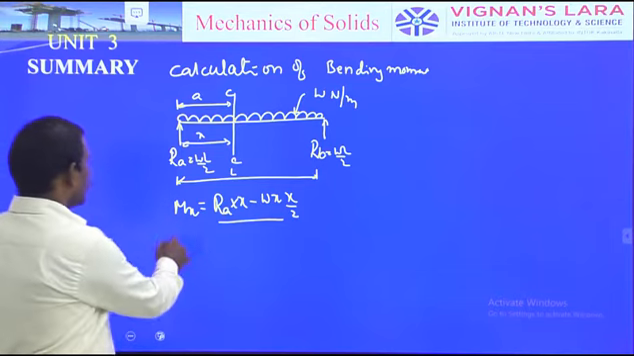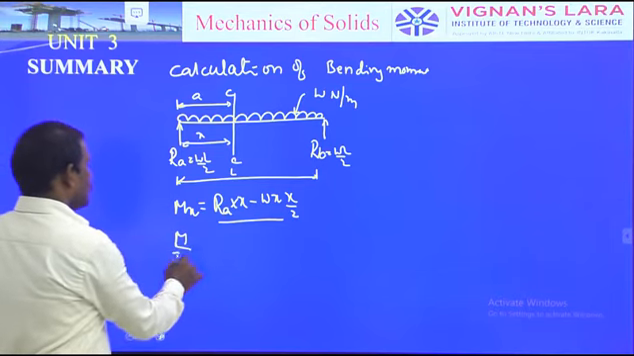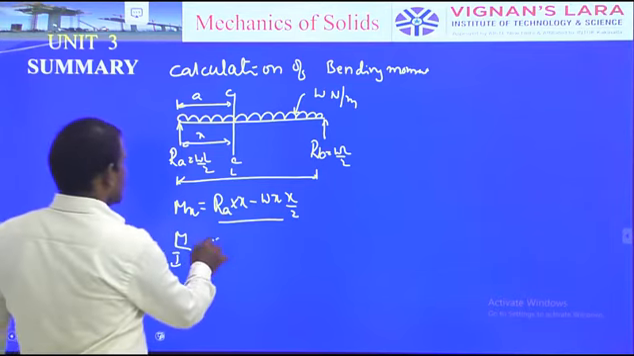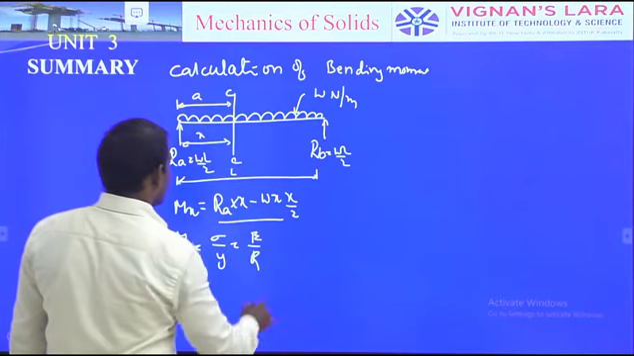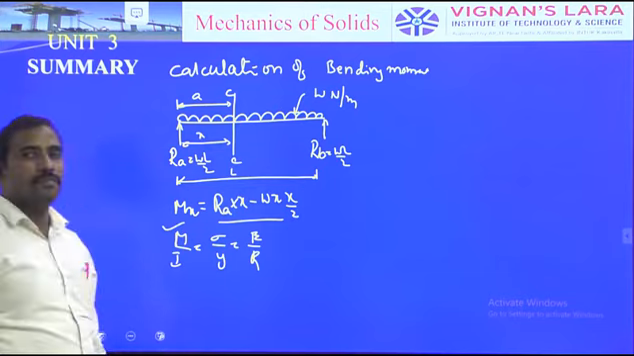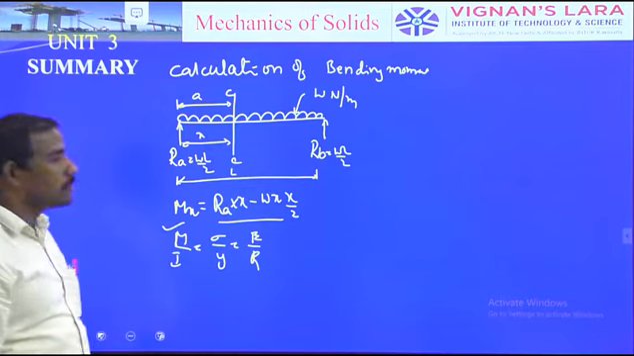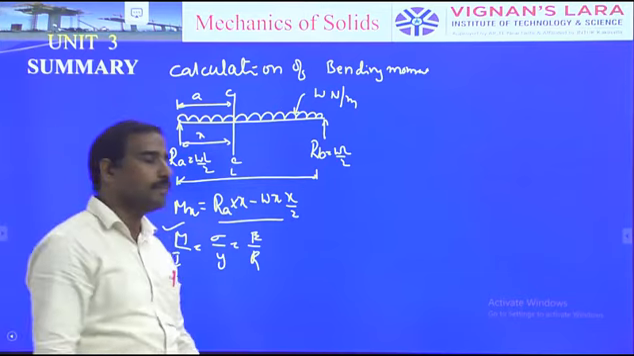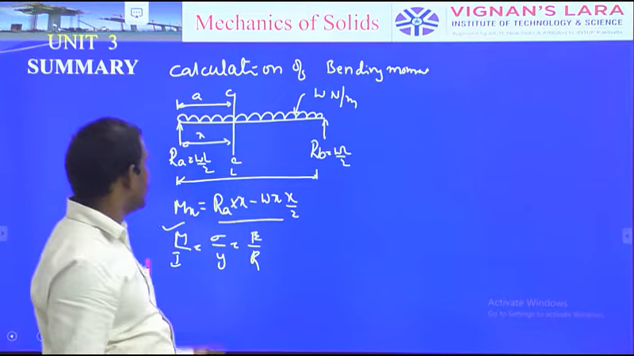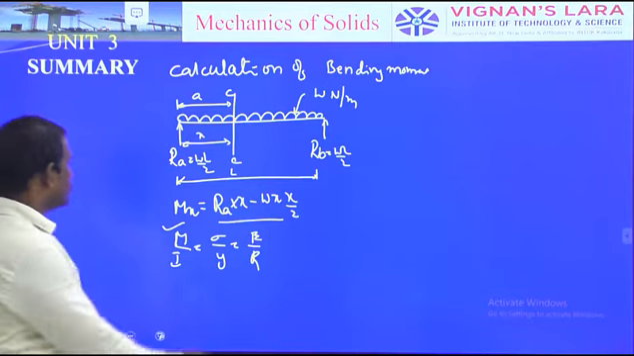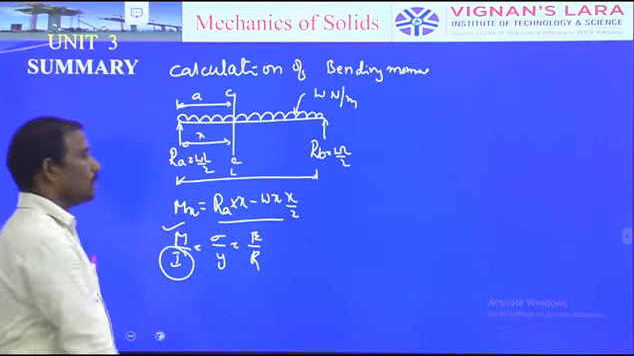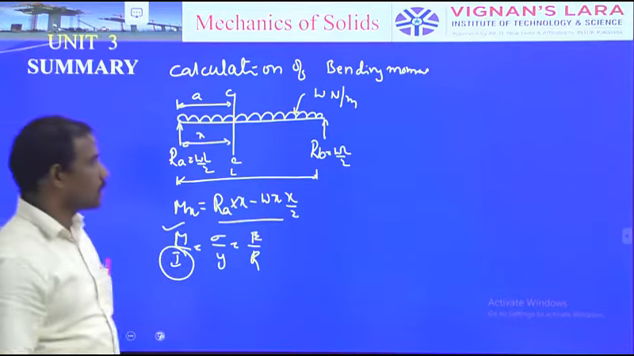As we know, M by I is equal to sigma by y is equal to E by R. So we can find out the moment produced by any kind of system of forces at any point in this way. Next, coming to the moment of inertia of various cross sections.